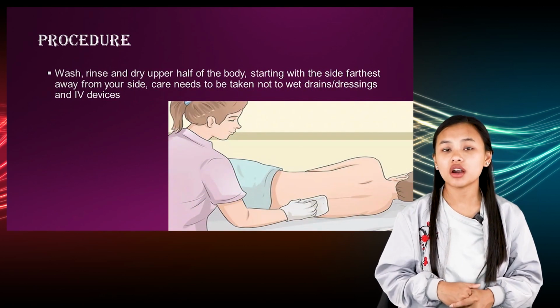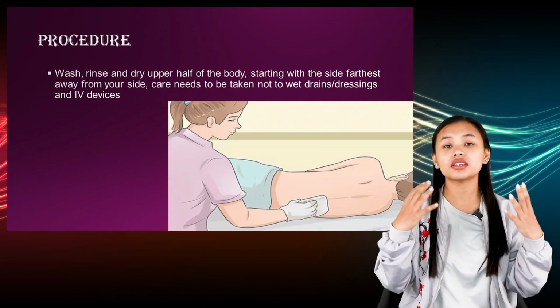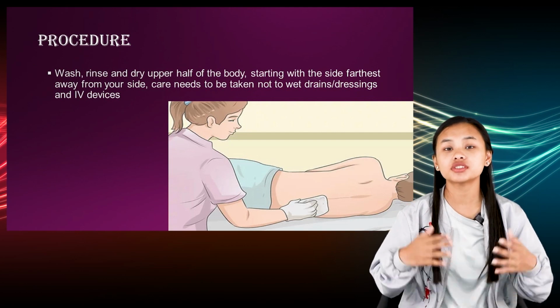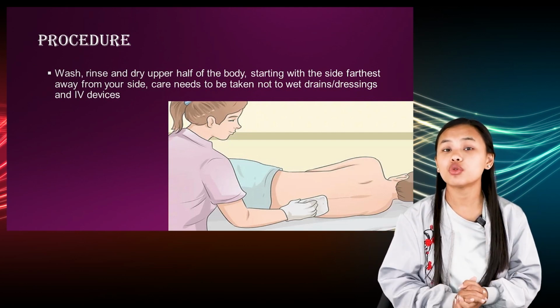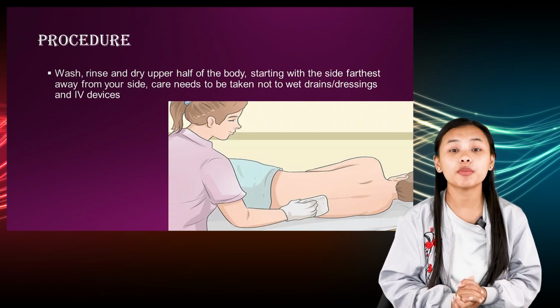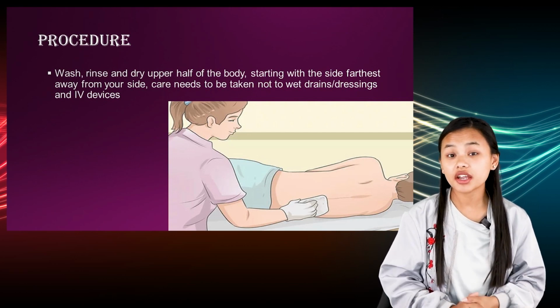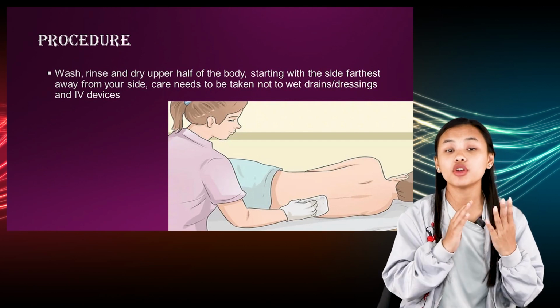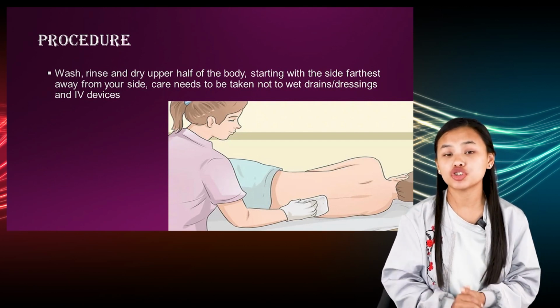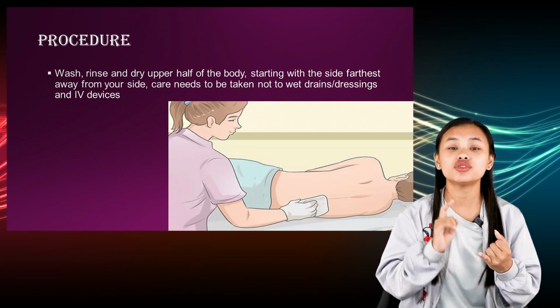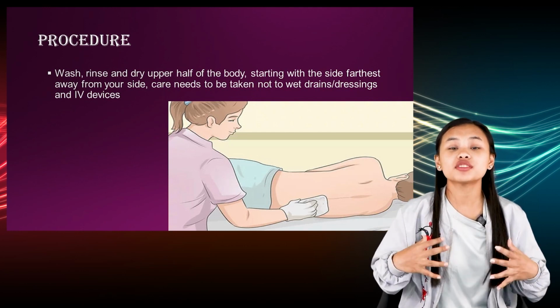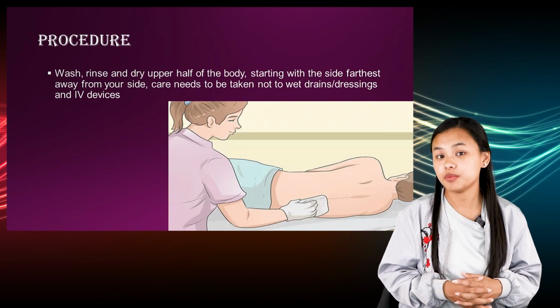So here, after you are done with the face and the neck, the next you need to move to is the upper body, right? So here again, you need to wash, rinse and dry the upper body, starting with the side which is farthest away from your side. And when you are washing the upper body, you need to make sure that you should not wet any drains or dressing which is present on the body of the patient.